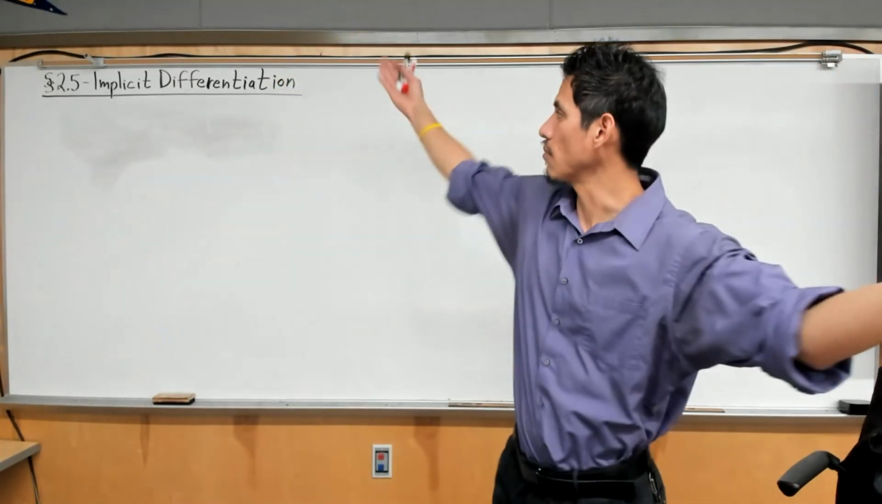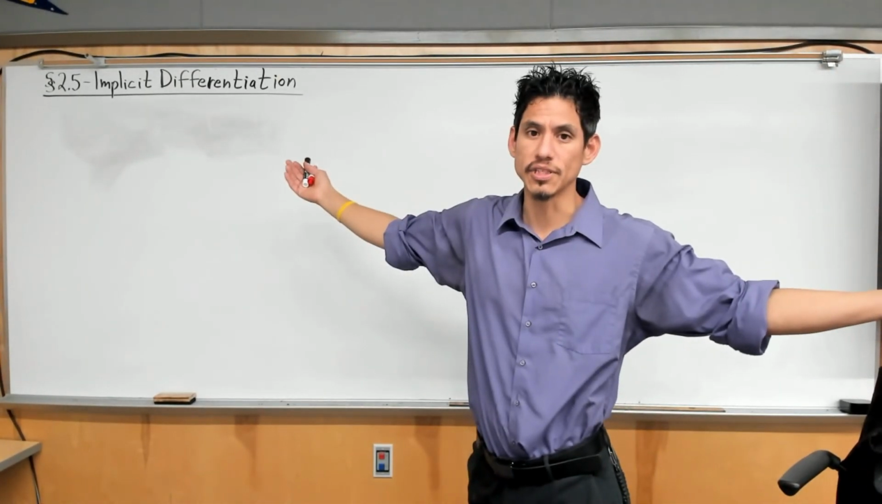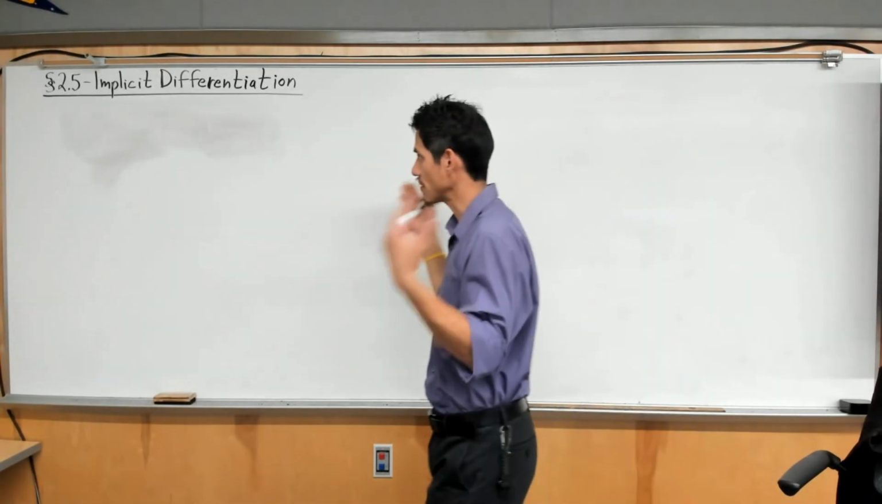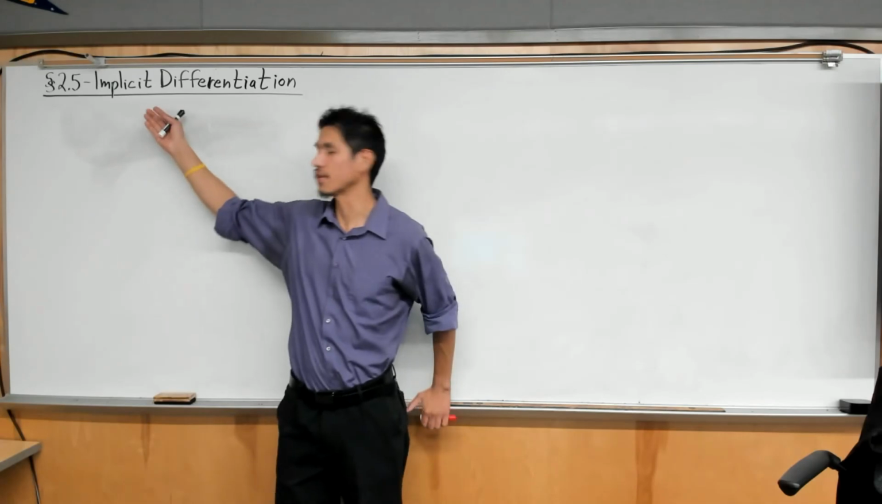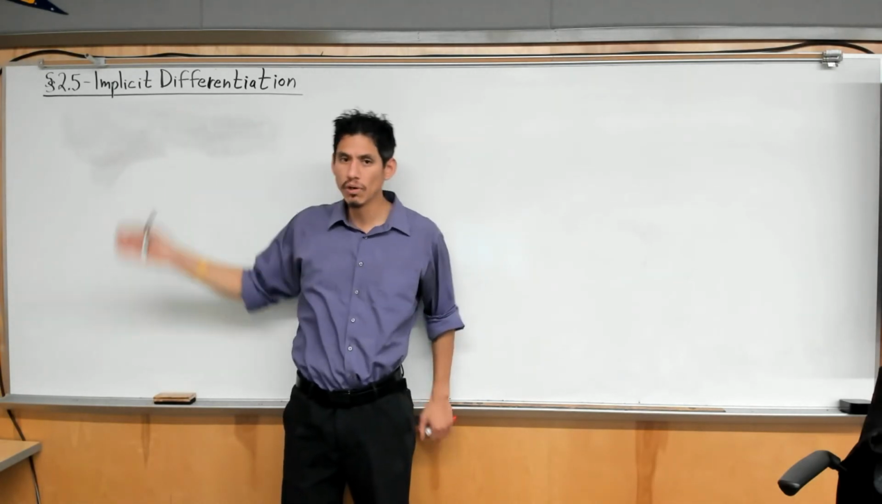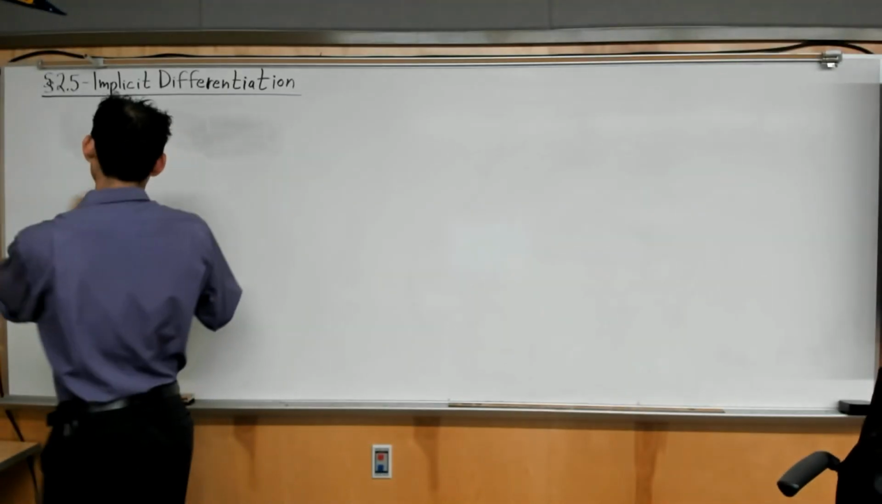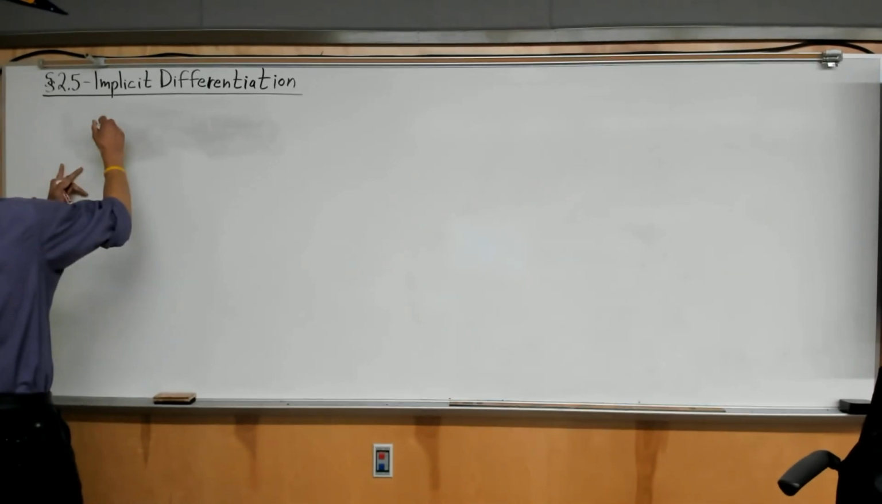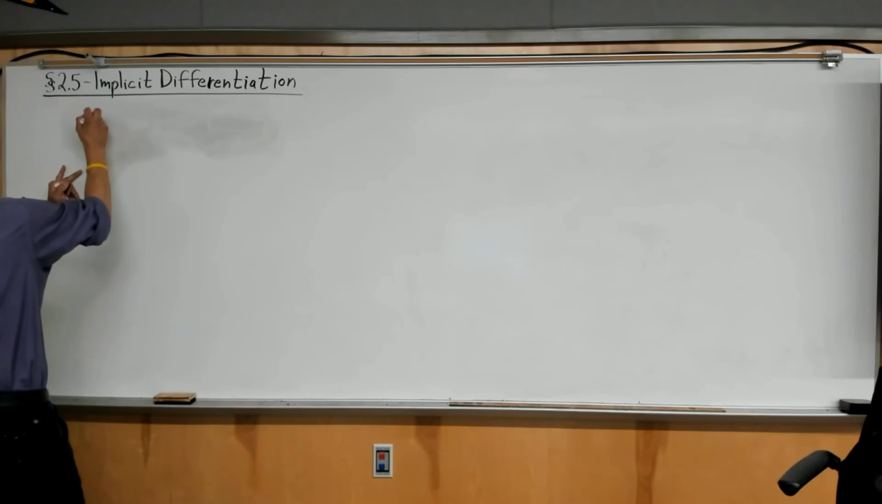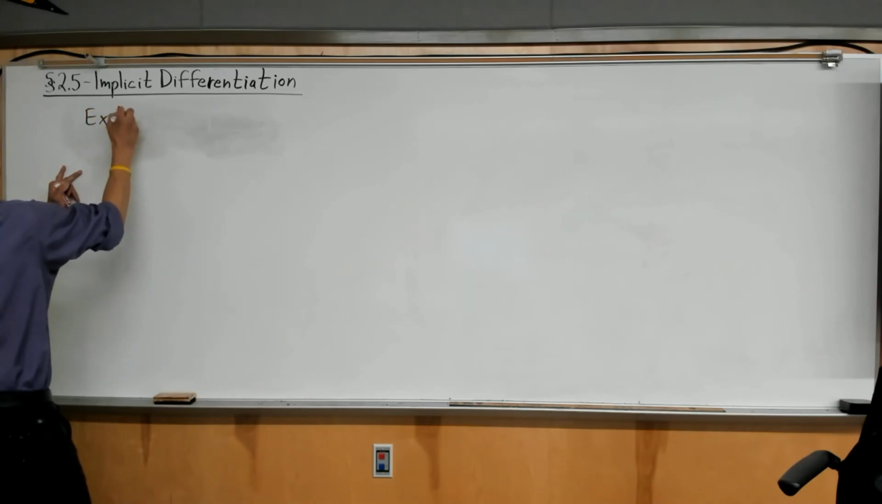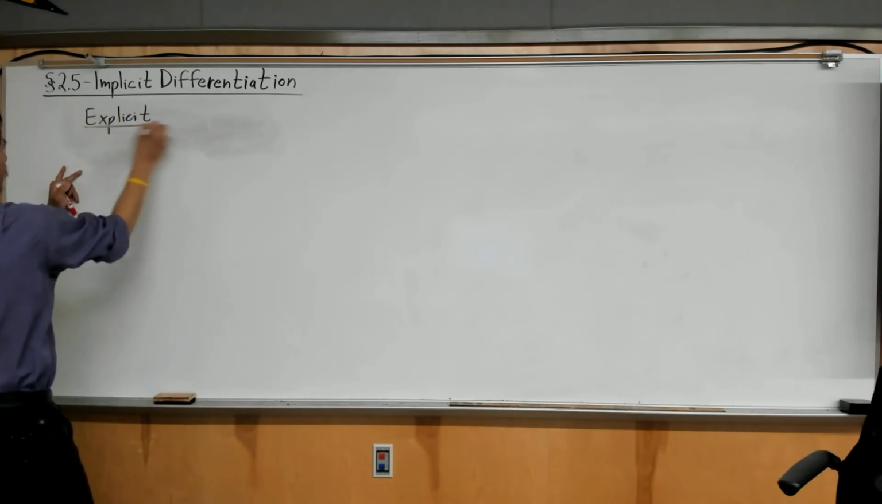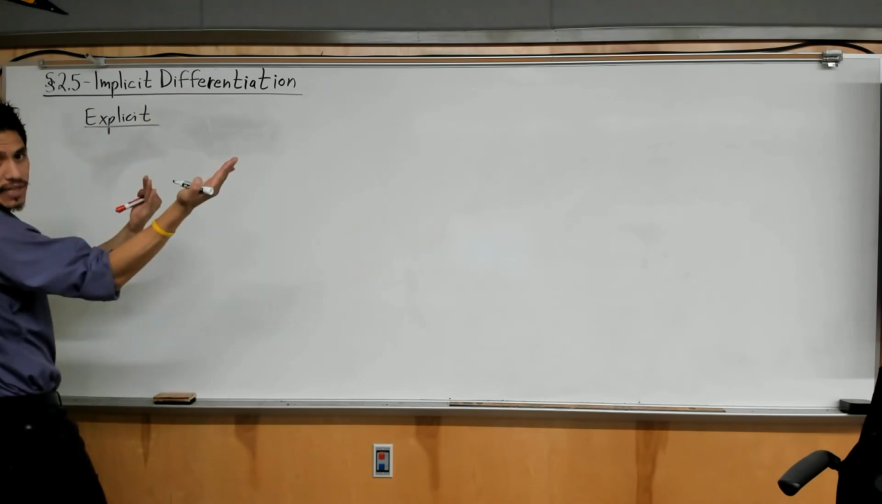All right, welcome. We're now going to go over implicit differentiation. So implicit differentiation is taking derivatives of implicit functions. Well, what does that mean? Let me be a little more clear by giving an example. Up to now, we've been dealing with explicit functions, or equations given in explicit form.